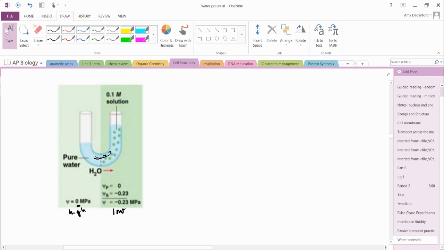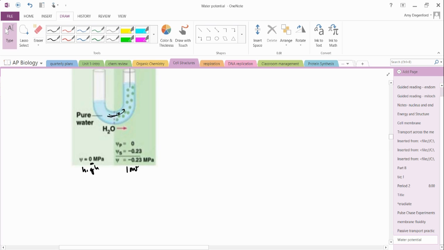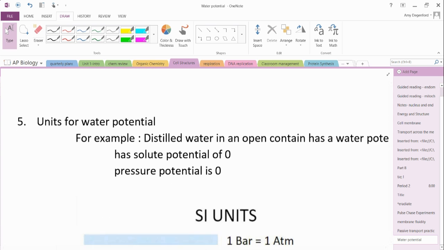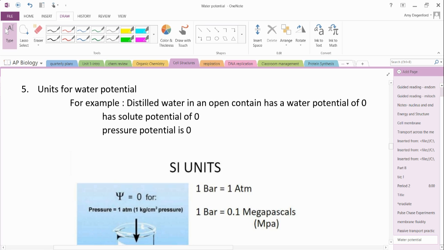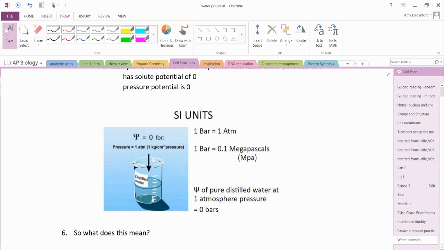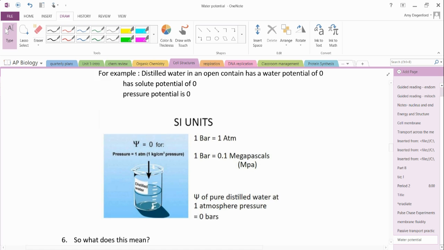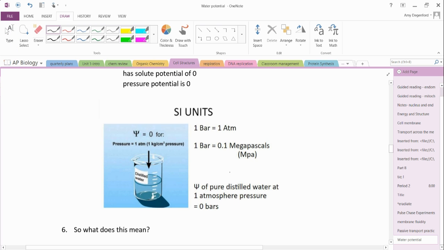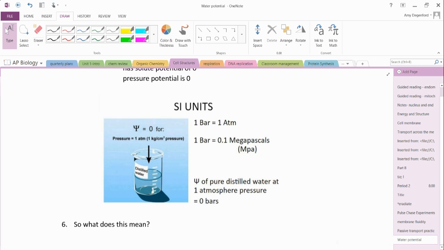So we're just adding some complexity to things that we already kind of know about. Now, the units for water potential are going to be a measure of pressure. It's going to be megapascals, or, as you saw in the other picture, kilopascals. One atmospheric pressure would be for just good old pure distilled water. So you're seeing the pressure that's being put on it.